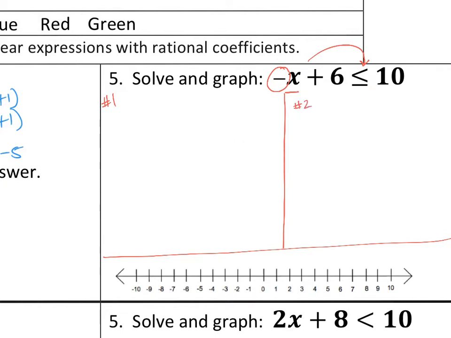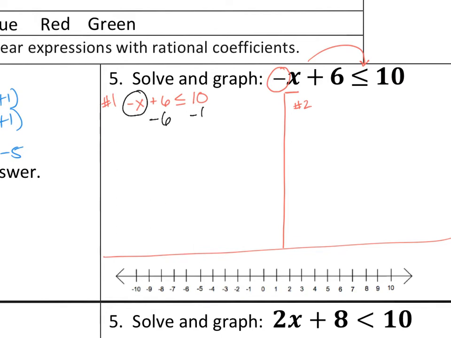All right. First things first. Let's solve negative x plus 6 is less than or equal to 10. Now remember the overarching question in math: what's the mystery number? So we're going to solve for the mystery number. Right now I'm going to isolate my variable. I'm not even worried about the negative 1 in front of the x. I'm not dealing with it yet. I'm going to undo addition or subtraction. The opposite of plus 6 is negative 6.